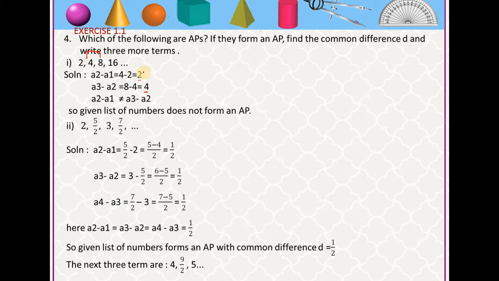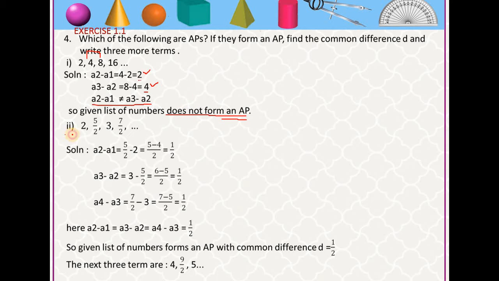So here the common difference is not the same. Here the common difference is 2 and here the common difference is 4. So the given list of numbers does not form an AP because the common difference is not constant. 2 plus 2 is 4, 4 plus 2 is 6, but here they have added 4. That's why 4 plus 4 is 8. Again 8 plus 8 is 16. So this is not an arithmetic progression. To form an arithmetic progression, the common difference must be the same. If the common difference is not the same, we can write A2 minus A1 is not equal to A3 minus A2. So the given list of numbers does not form an AP.